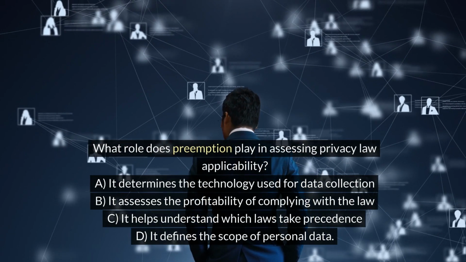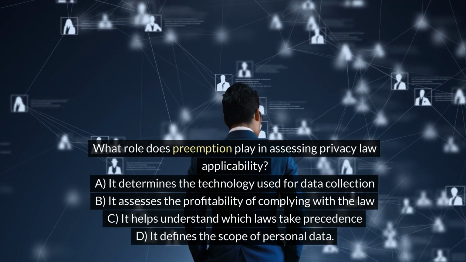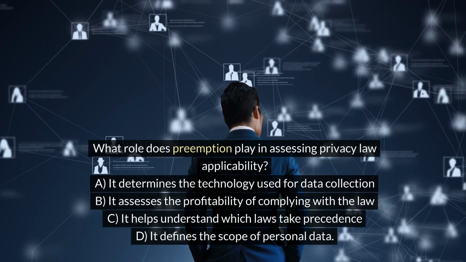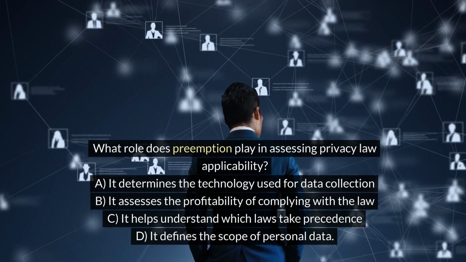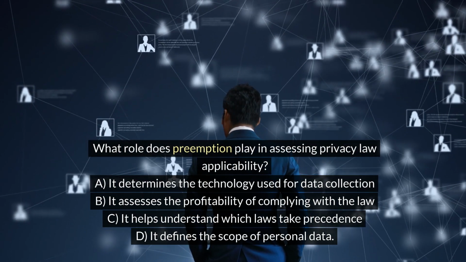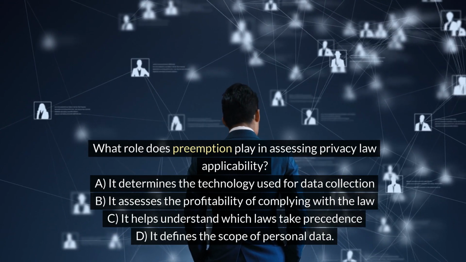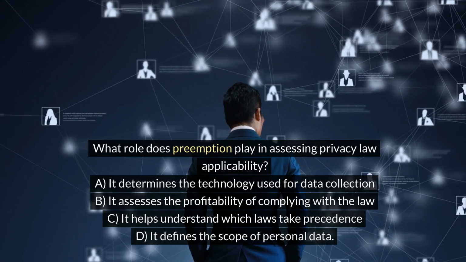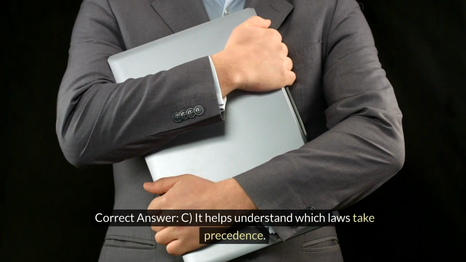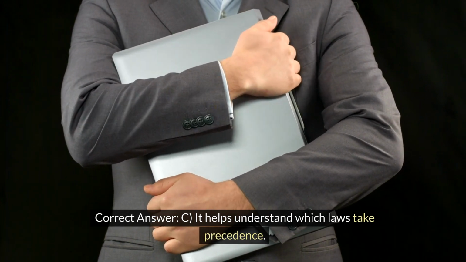What role does preemption play in assessing privacy law applicability? A. It determines the technology used for data collection. B. It assesses the profitability of complying with the law. C. It helps understand which laws take precedence. D. It defines the scope of personal data. Correct answer: C. It helps understand which laws take precedence.